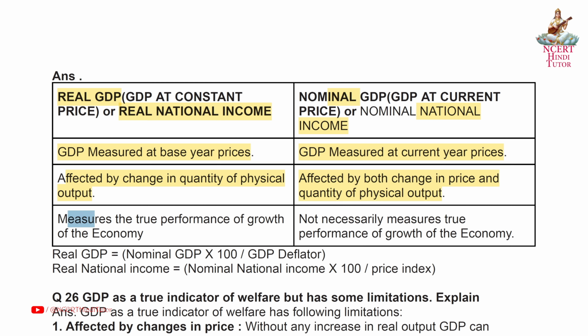Real GDP measures the true performance of growth of the economy. Nominal GDP does not necessarily measure true performance of growth of the economy. Real GDP is equal to nominal GDP multiplied by 100 divided by GDP deflator. Real national income is equal to nominal national income multiplied by 100 divided by price index.